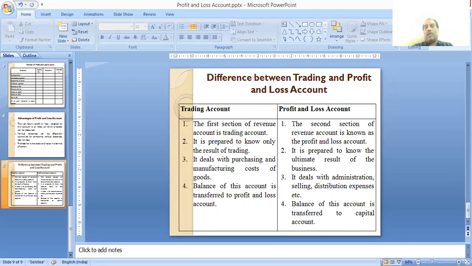So this is all we have discussed so far about the trading and profit and loss account. The profit and loss account is prepared to ascertain the net profit and net loss, whereas the trading account is prepared to ascertain the gross profit and gross loss. And the balance of the trading account is transferred to the profit and loss account, and the profit and loss account's balance is transferred to the owner's equity. So this is all.